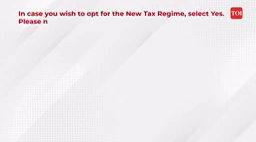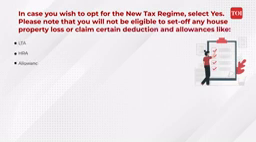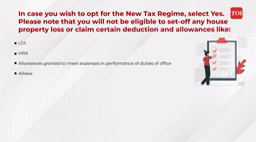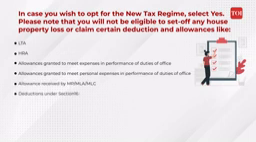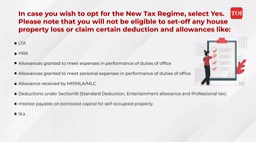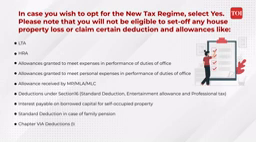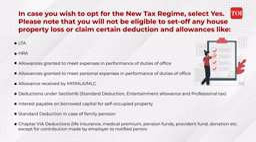Please note that you will not be eligible to set off any house property loss or claim certain deductions like LTA, leave travel allowance, house rent allowance, allowances granted to meet expenses in performance of duty or office, allowances granted to meet personal expenses in performance of duty of office, interest payable on borrowed capital, standard deduction in case of family pension, Chapter 6A deductions like life insurance, medical premium, pension funds, provident fund, donations, etc. for contribution made by employer to notified pension scheme, that is NPS.